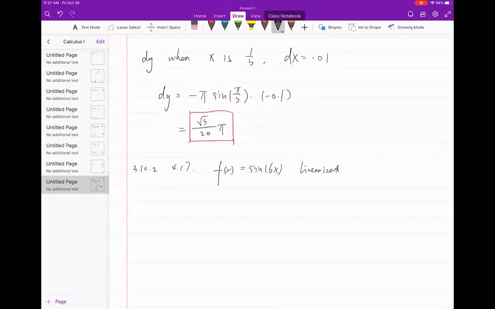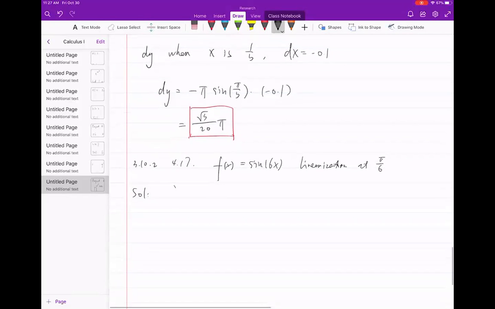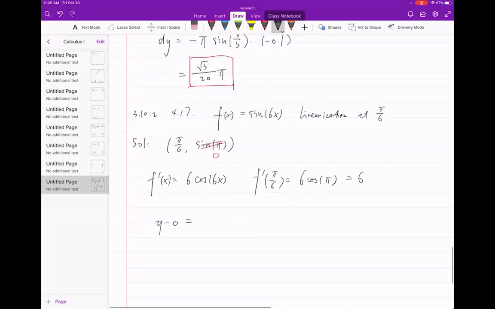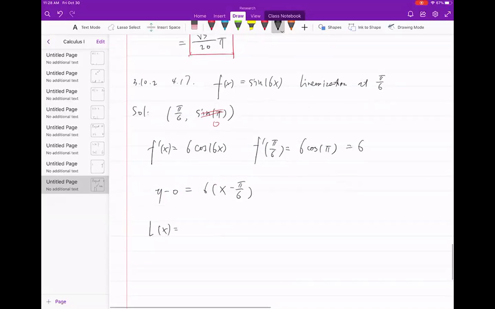Linearization at pi over 6. So basically we have the tangent line. Point pi over 6, sine pi, which is 0. Slope... so that will be it. I think your question here is you missed a 6 by channel. Okay.